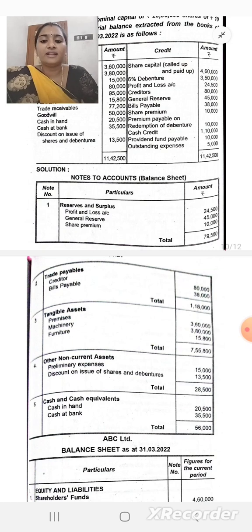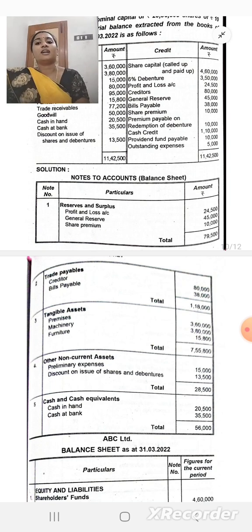Cash and cash equivalents: cash in hand and cash at bank. Cash equivalent means equal to cash; it can be anything equivalent to cash. Here these two items, cash in hand and cash at bank, are entered. So 20,000 for cash in hand and 35,500 for cash at bank. The total value is 56,000.